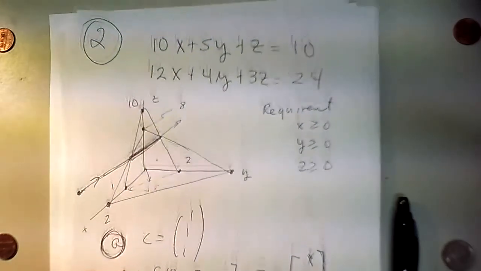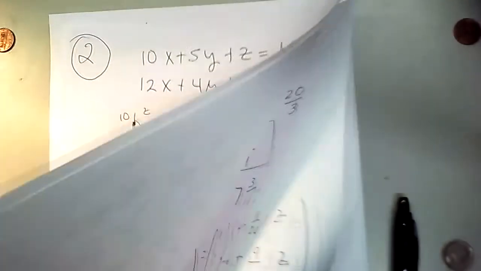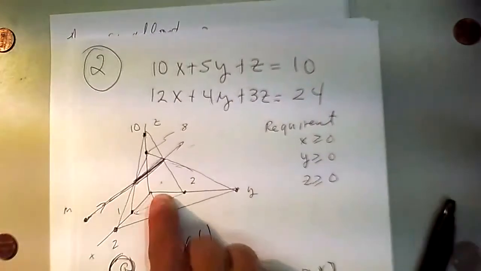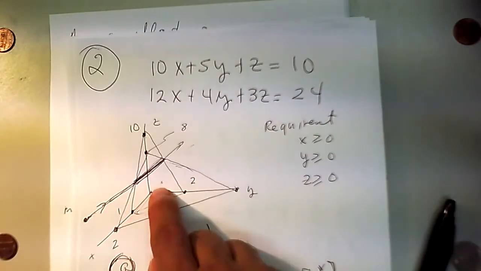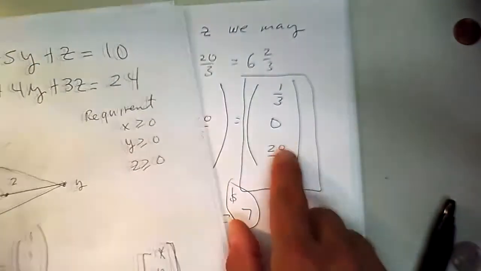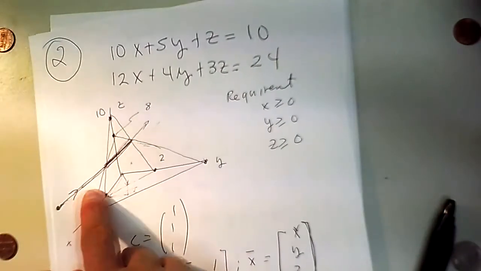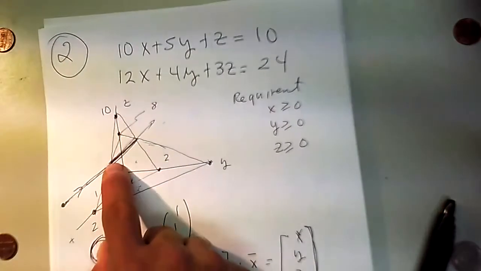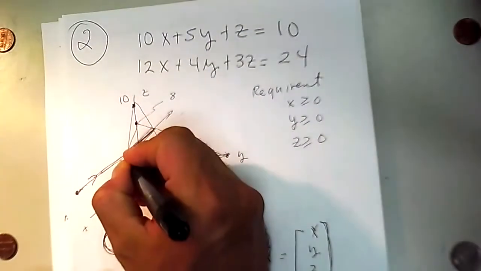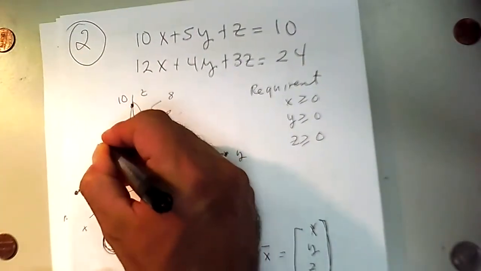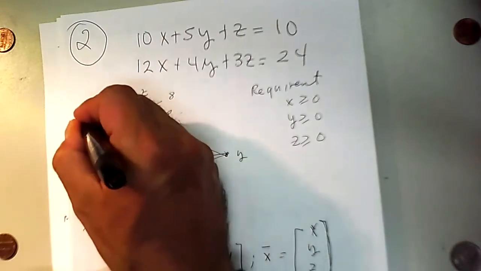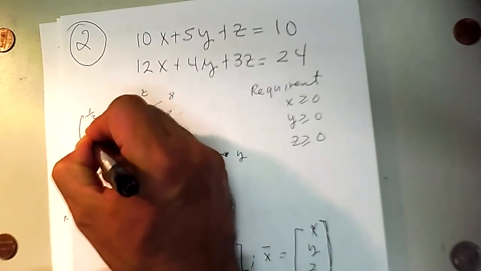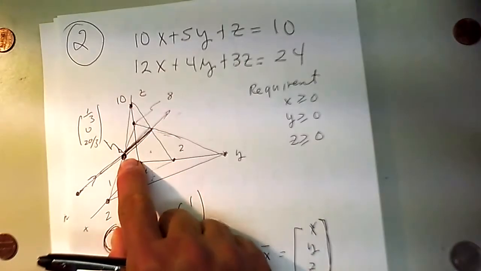then the way to minimize the cost is to go 1/3 on the x axis, no y, so we don't deviate to the right or to the left, but then we go up by 6 and 2/3. So actually, what we found is this point. Inadvertently, this point is 1/3, 0, 20/3. This point on the left.